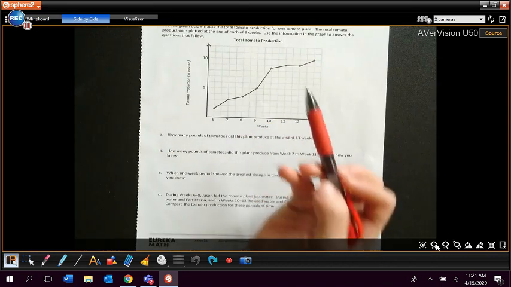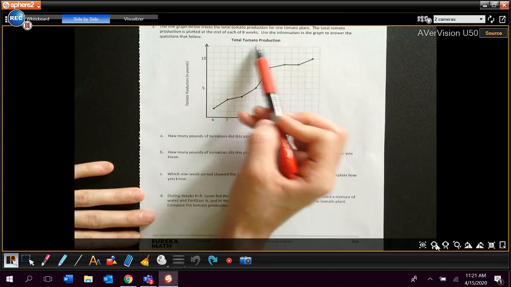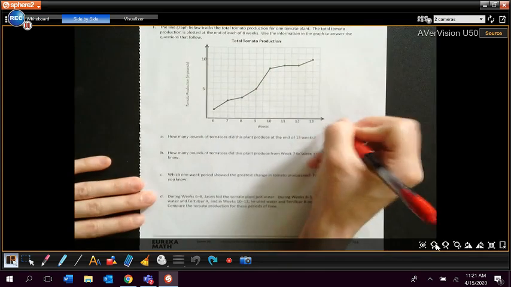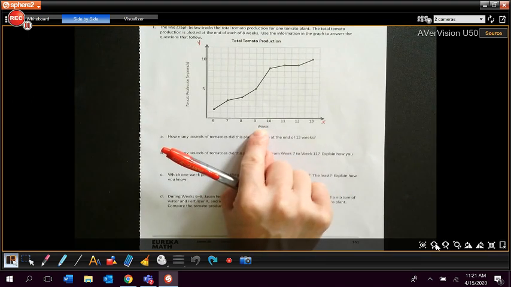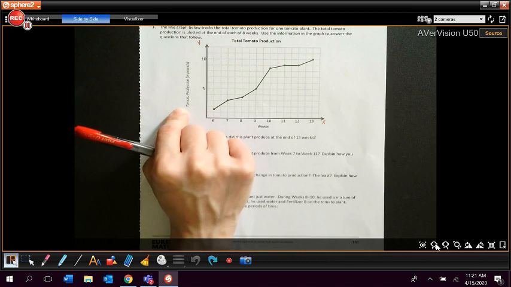So, for example, we already know that it's talking about total tomato production, and we can see our x-axis and our y-axis. Our x is our weeks. It's going to tell us the information about the weeks. And then our y is our tomato production in pounds.